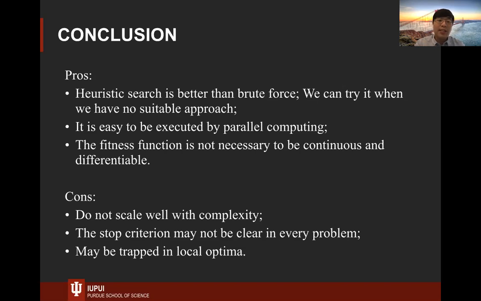This algorithm is easy to execute by parallel computing. It's easy to understand. For example, in the previous example, we can assign individuals 1 and 2 to the first machine, and individuals 3 and 4 to another machine, so that we can compute these two pairs on different machines.